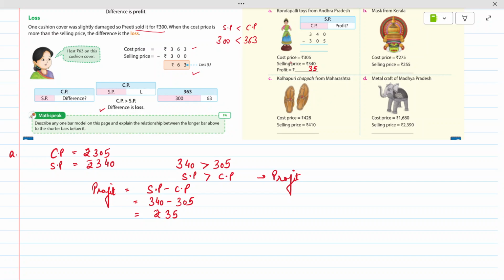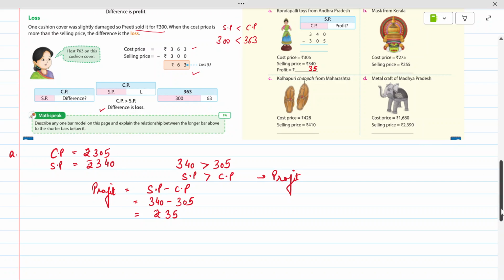Again, I'm repeating, the cost price and selling price were given to us and we know that 340 is greater than 305. 340 is the selling price and 305 is the cost price, and the selling price is greater than the cost price here. So if the selling price is greater than the cost price, it means we are gaining profit, because we are selling the item at a greater price than we bought it for. And the amount of profit can be measured by the difference between the selling price and cost price, which is 35 in this case. I hope this is clear.